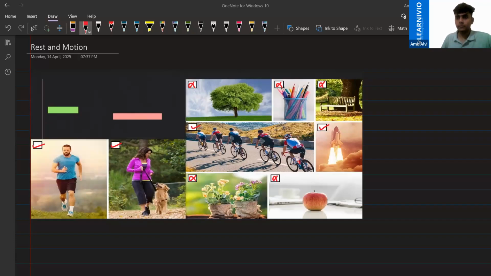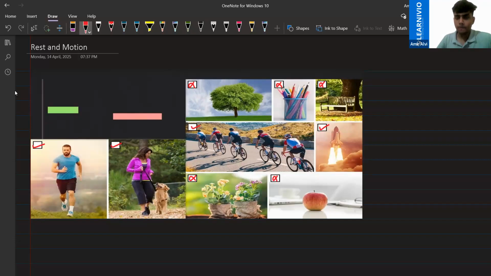So from the figure, you can easily identify which of the following is in motion and which is not. Could you please tell me one thing that is very common when the object is in motion and when the object is at rest? That is very common. Could you please tell me about it? Anyone?